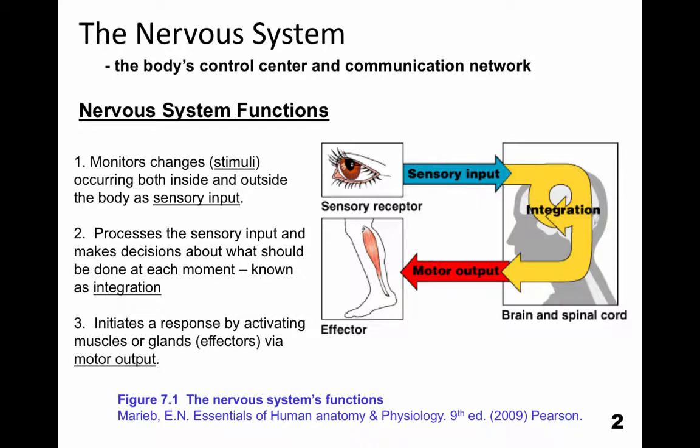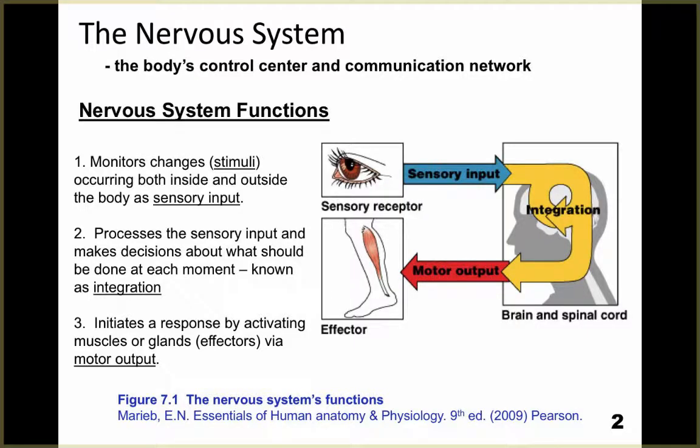And so how the nervous system functions, essentially, the nervous system monitors changes, and those changes are what are known as stimuli. They can occur inside or outside the body, and that stimuli is known as sensory input. If you look at this picture right here, you have your eye, and this eye is taking in all the information around it, and that is just this first part of it, right? It's just taking it in.